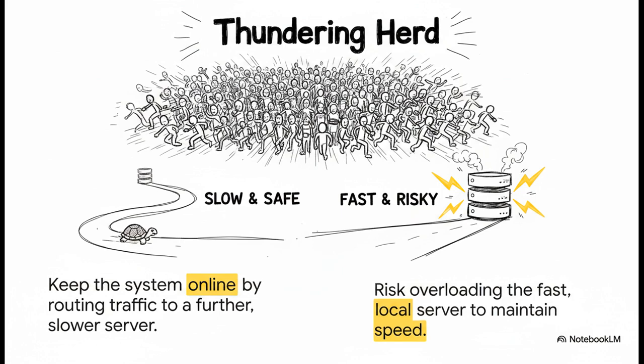Imagine a massive traffic spike, an event known as a thundering herd. Suddenly, intelligent traffic steering has to kick in. Do you send traffic to a faraway server just to keep the site online, even though it's going to be slow? Or do you risk totally overloading the fast local server? It is a constant, real-time negotiation to keep the service alive.